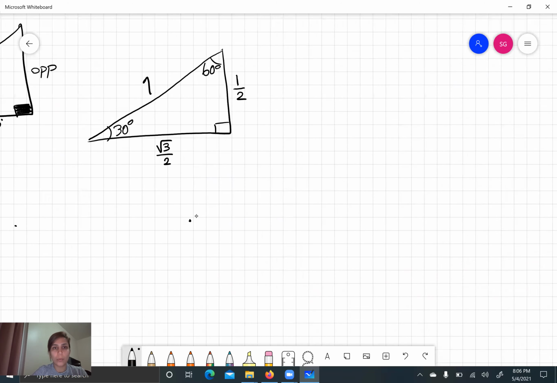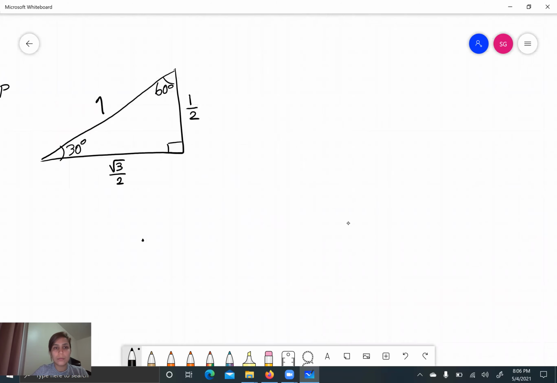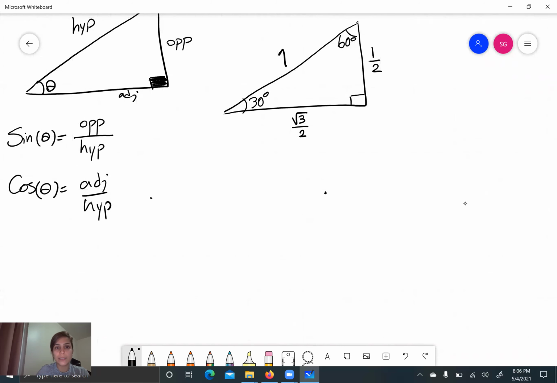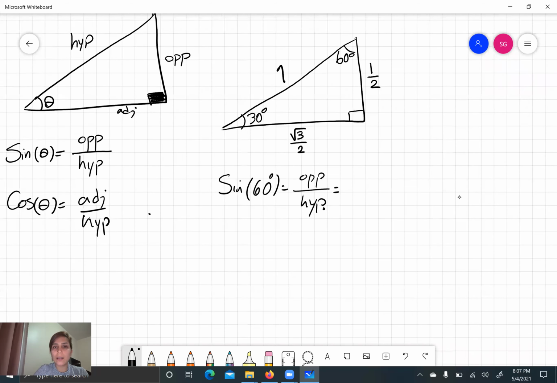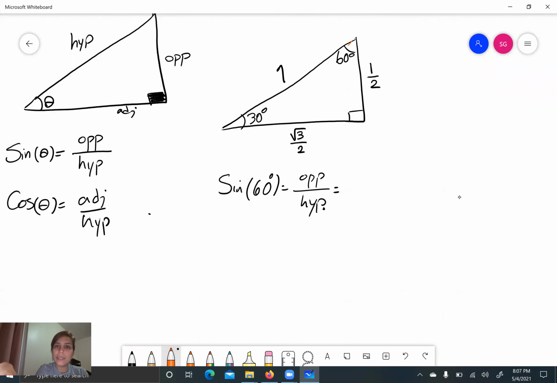Okay, so now you want to know what is sine of 60. Just use this definition. It's opposite over hypotenuse, right? So what is the opposite side? Look, if this is 60, what is the opposite side to 60?